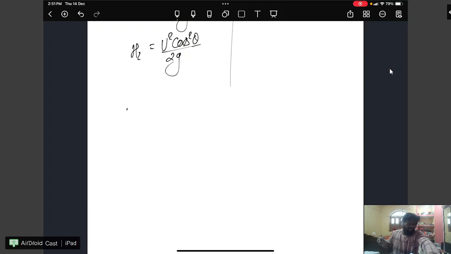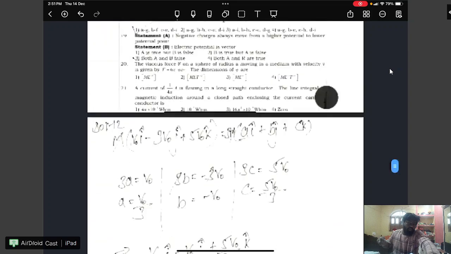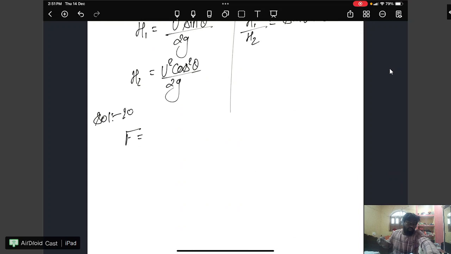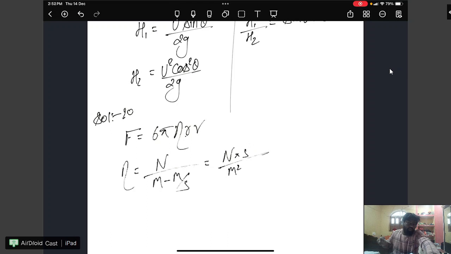If I take the eta value, F equals 6 pi eta r v, question number 20. We need the dimension. 6 pi has no unit. Eta is equal to Newton per meter into velocity, meter per second. R will go to the other side, so Newton per meter square into per meter square means Newton per meter square into seconds. This second will go to the numerator.